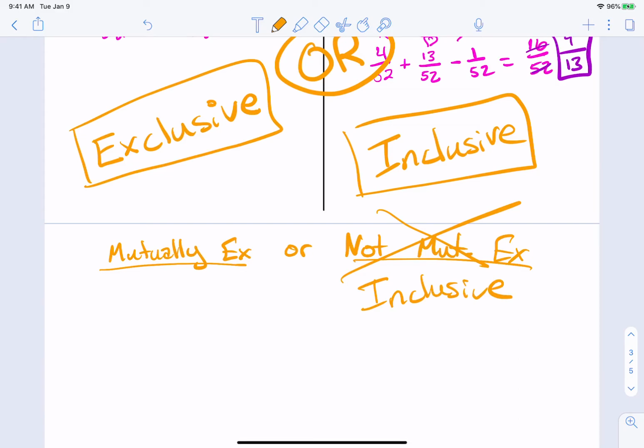Okay, so scenarios. Junior and senior, exclusive or inclusive? Junior and senior. Exclusive. You can't be both at the same time. Volleyball and basketball. Can you have a person that plays volleyball and basketball? Yes, you can. That's inclusive, right? A lot of you guys are in that category. You play volleyball now and you will play basketball.